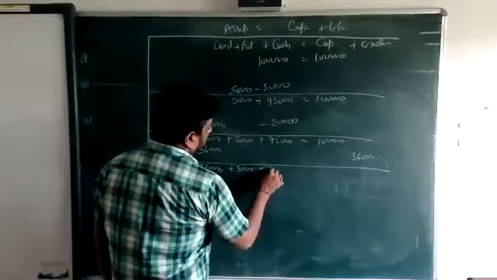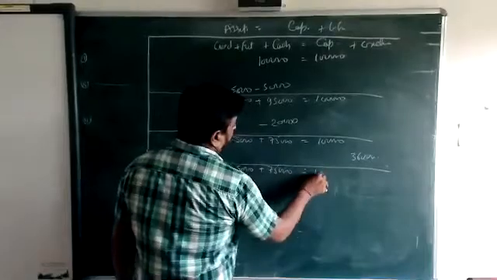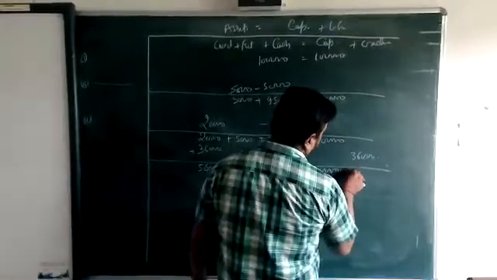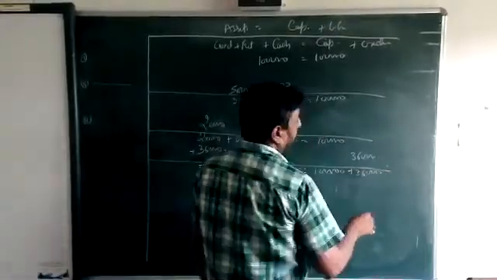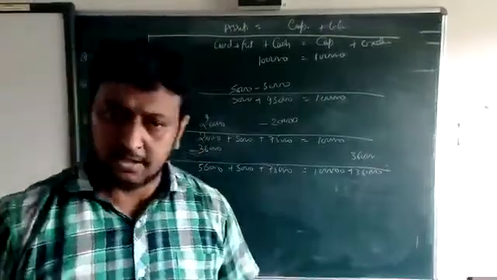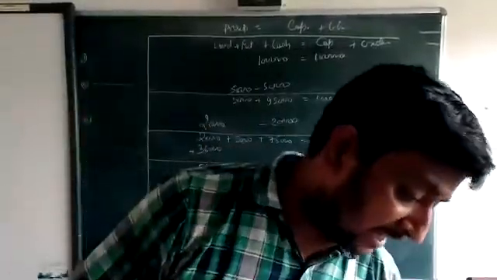So it means total goods 56,000, value of furniture 5,000, 75,000 cash, 1 lakh capital and 36,000 creditor. Okay, clear? Then go for the next.